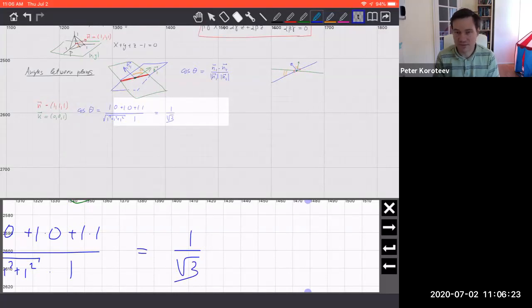So it's not 45 degrees, contrary to the expectations. It's actually arccos of 1 over square root 3. It will be 45 degrees in 2 dimensions, plane. Okay, good.